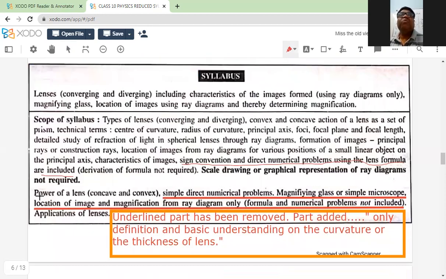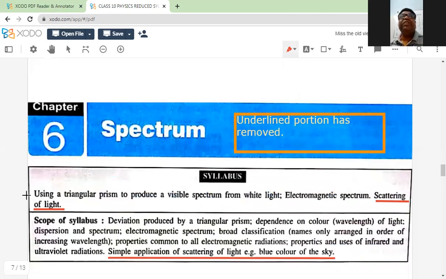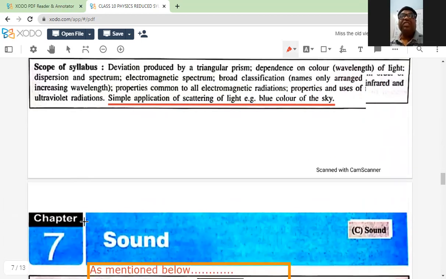It's clear? What will you study in the power of lens? Only definition, its qualitative definition, quantitative definition, and basic understanding on the curvature or thickness of the lens. It's clear. Then in chapter 7, like last year, this year also, scattering has been completely removed. No part of scattering, no question on the scattering will be asked. This topic was removed last year also.